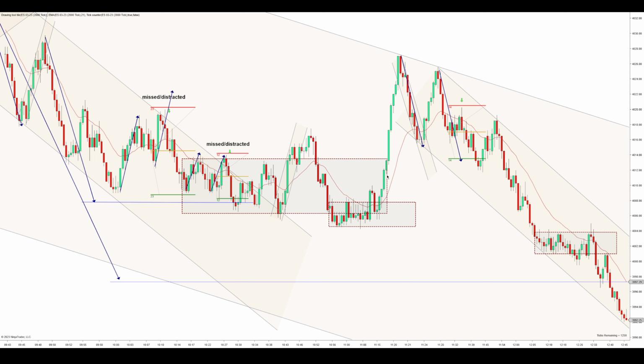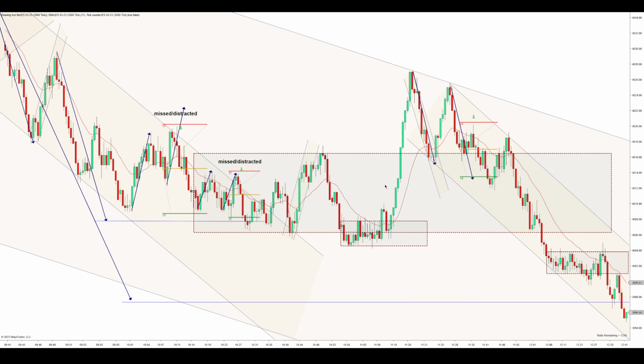Let me extend this range really quick. So I started extending this range. It reacted well off this level right here, and then it reacted off of it again here. And so to me, I just thought I could fade this range. And we had this measured move in play.